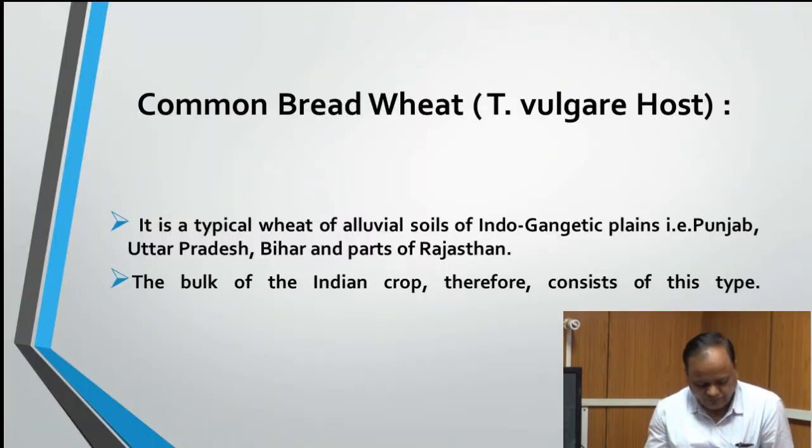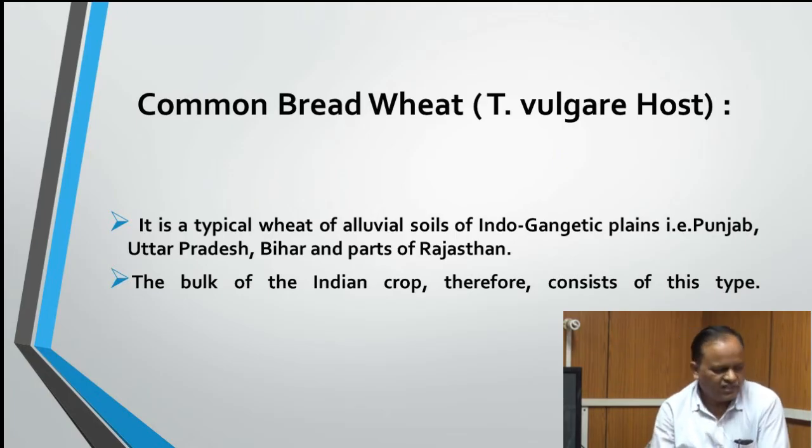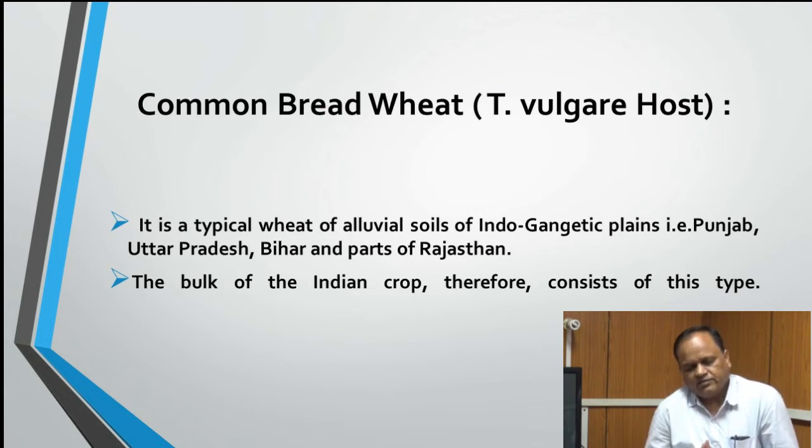And the most common wheat which is grown in India in more than 95% of the total area is common bread wheat, and in scientific name it is also known as Triticum vulgare. It is a typical wheat of alluvial soils of Indo-Gangetic plains, which is grown largely in Punjab, Uttar Pradesh, Bihar and West Bengal. The bulk of the Indian crop therefore consists of this type of wheat.